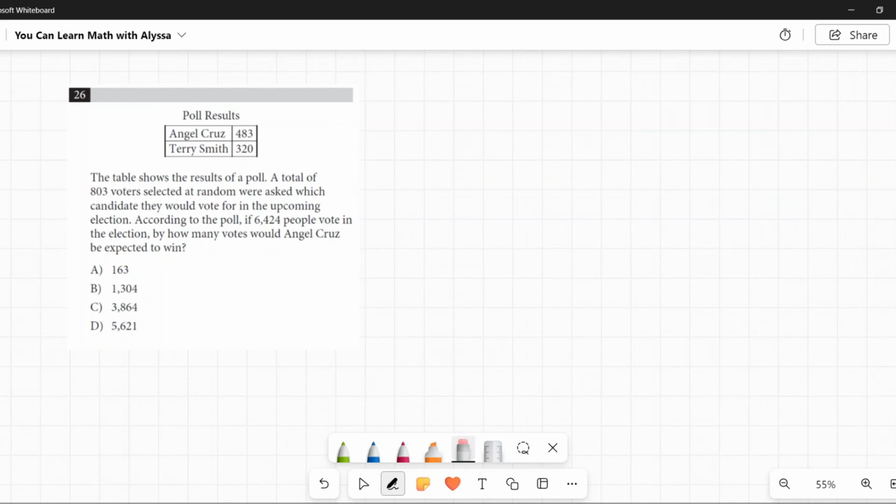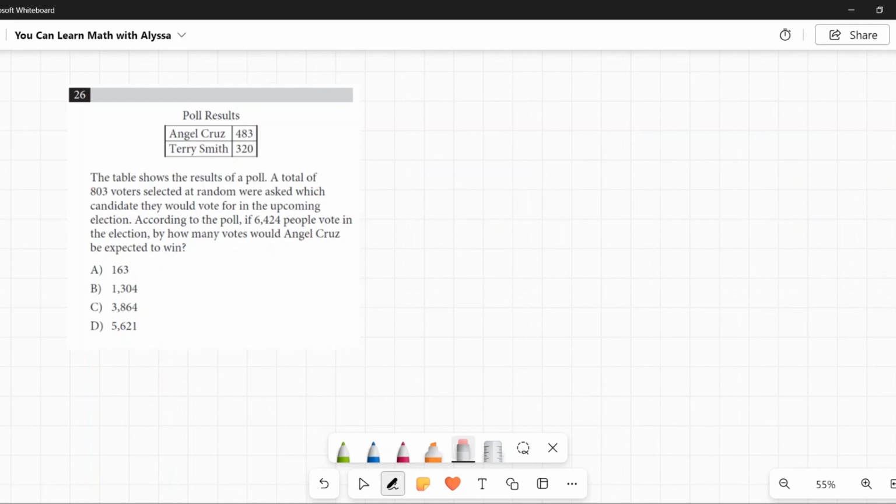Poll results. Angel Cruz, 483. Terry Smith, 320. The table shows the results of a poll. A total of 803 voters selected at random were asked which candidate they would vote for in the upcoming election. According to the poll, if 6,424 people vote in the election, by how many votes would Angel Cruz be expected to win?